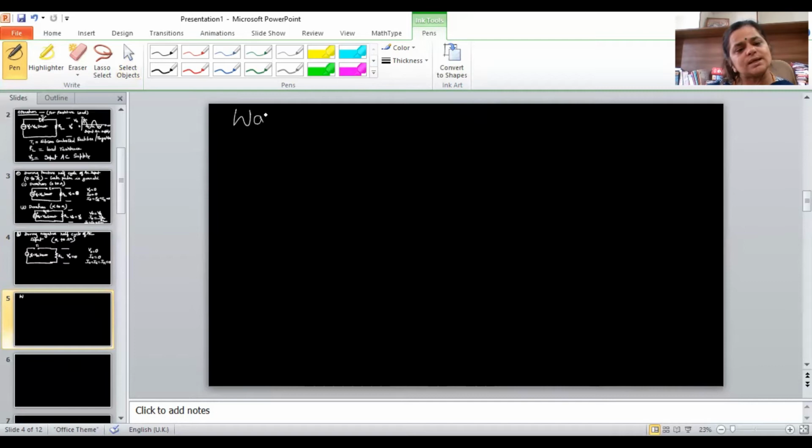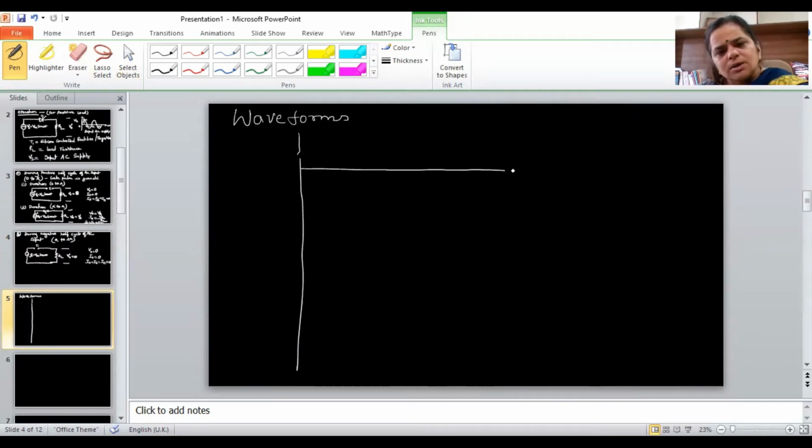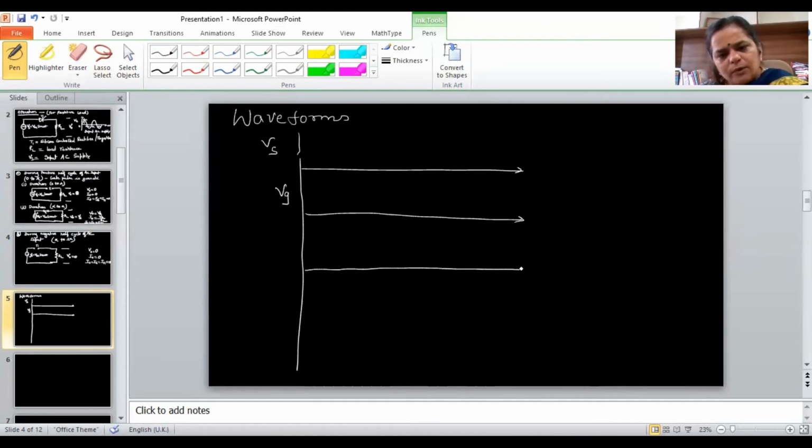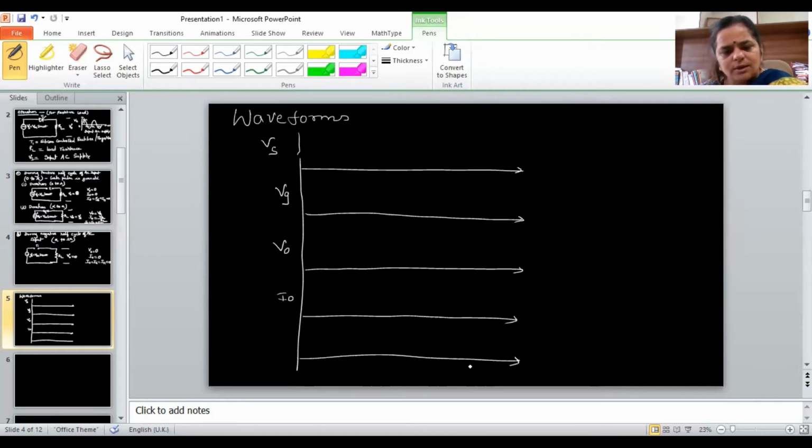Now let us discuss its waveforms. We are going to plot the supply voltage waveform, VG, that is the gate voltage waveform, V0, I0, and the voltage across SCR1.